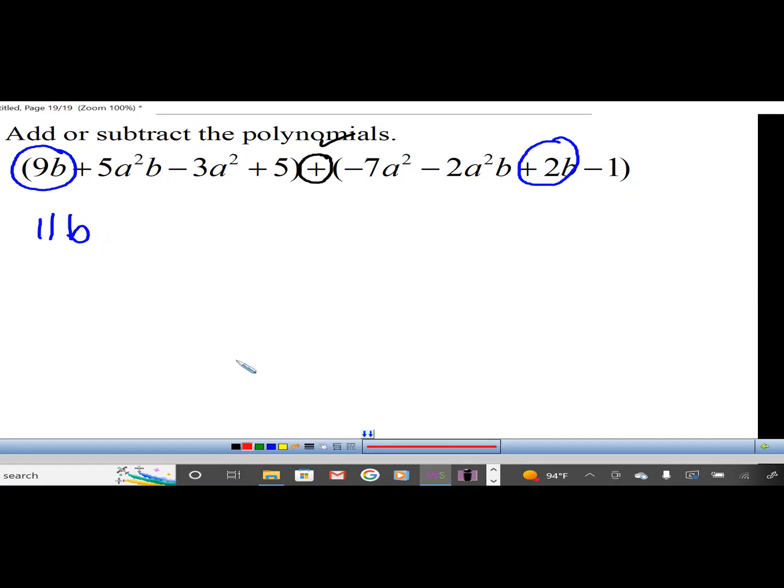I'm going to switch to red. I'm going to go to 5A squared B. Is there another A squared B? Yes, the negative 2. So what is 5 minus 2?